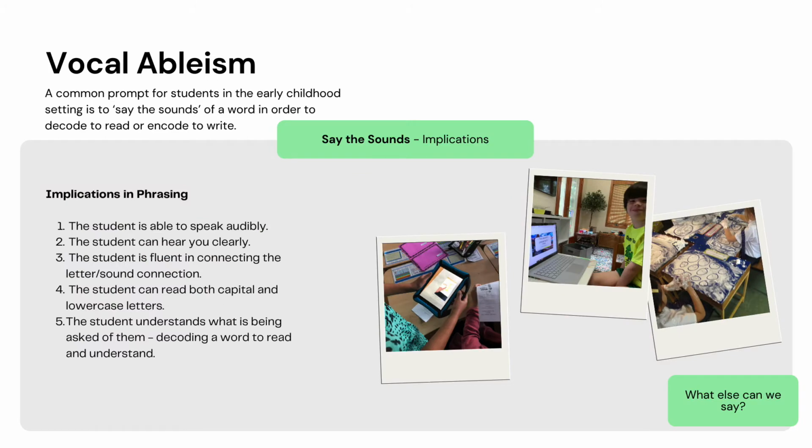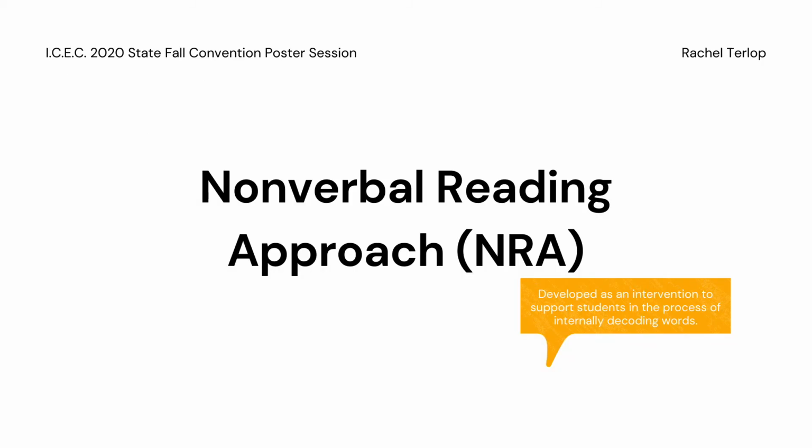However, this incorporates vocal ableism because this implies that the student is able to speak audibly, that the student can hear me clearly, that the student is fluent in connecting letters to the sound connection, the student can read both capital and lowercase letters, and that the student understands what is being asked of them.